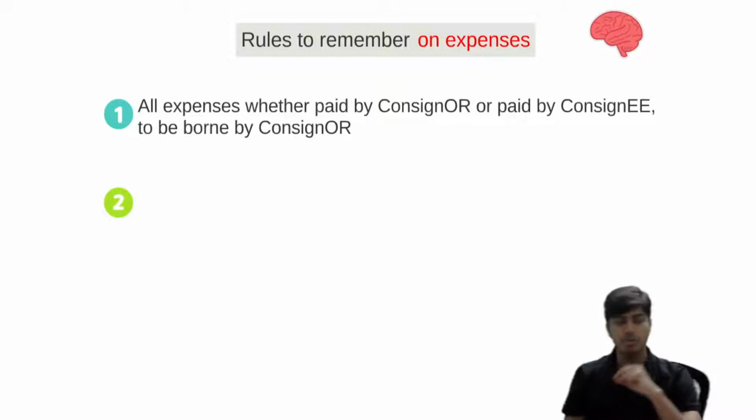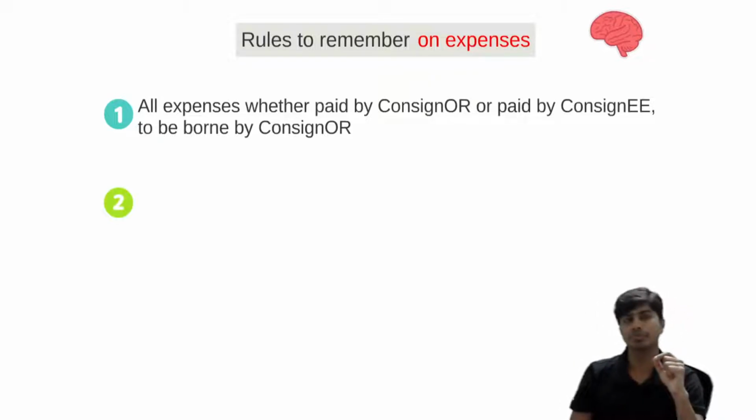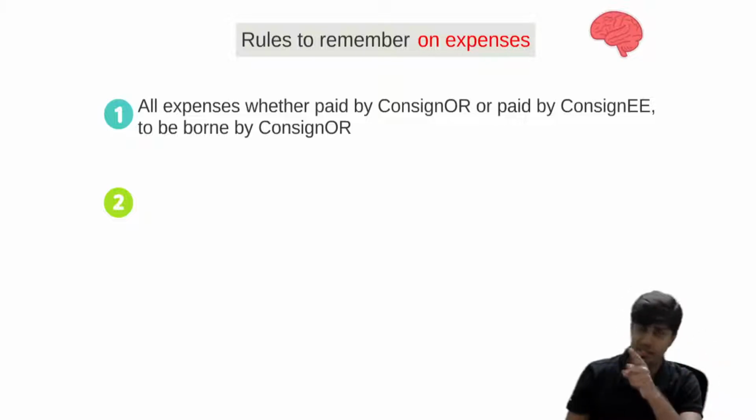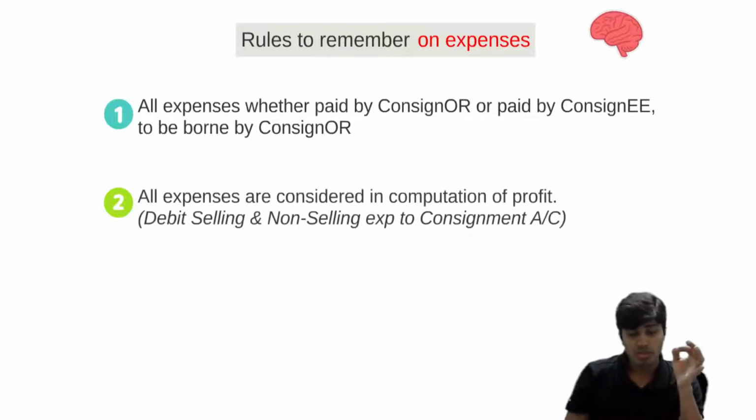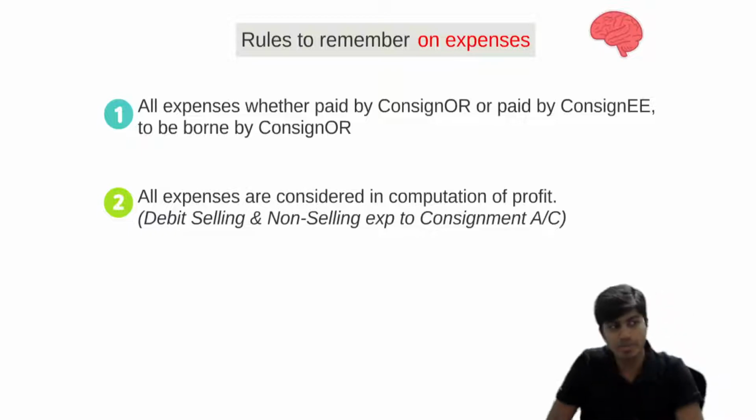Fantastic. Then the next point, the second point that you need to note, is that expenses, whether paid by consignor or paid by consignee, are borne by consignor. Now, the next point is these expenses can be categorized into two. One is selling expense, the other one is non-selling expense. We'll also call it recurring and non-recurring. Now, what is selling expense? What is non-selling? Let me tell you.